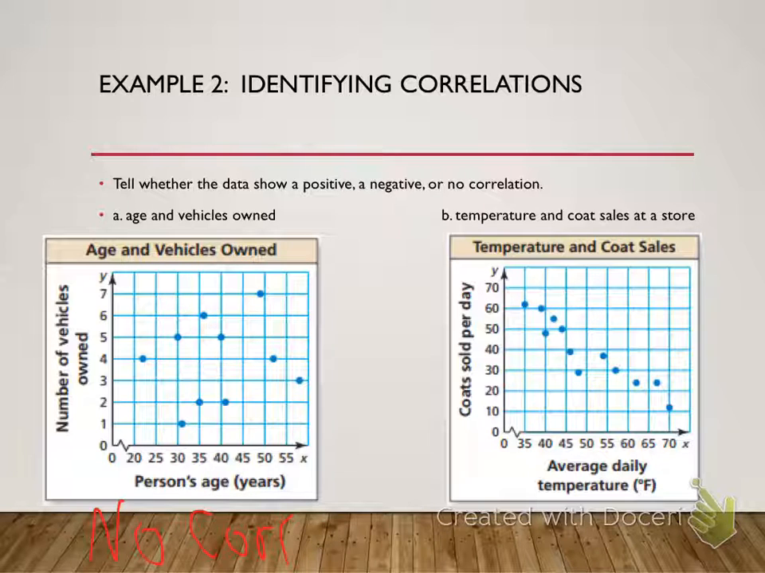Now, if we're looking at B here, temperature and coat sales: as the average daily temperature goes up, coats sold per day decreases. So with this scatter plot, it is showing a negative correlation.